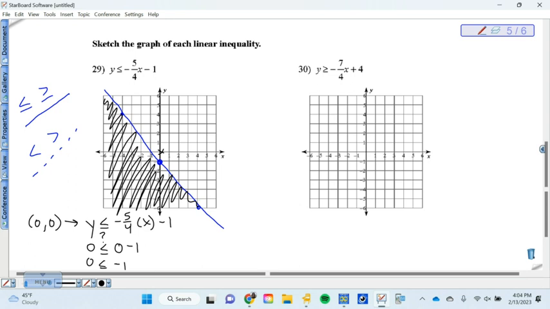I'll leave you 30. I'm probably going to give them more practice to do with these 2 variable inequalities. This is just kind of like getting us started. Do you want to see one on the back too?